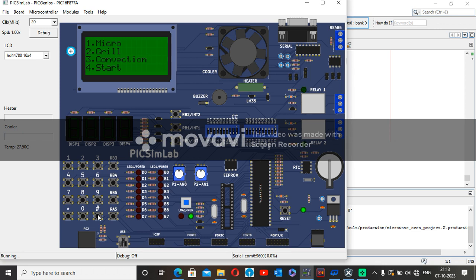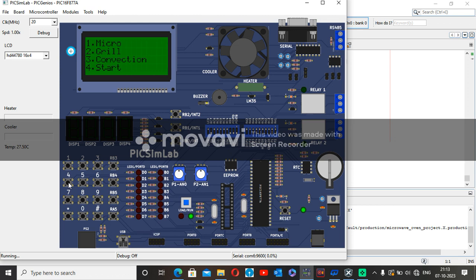Now go to the grill mode. I am pressing 2. Let me take 9 seconds. Then I am pressing enter. Yeah, it will be running successfully. If I want to pause, I may pause it. Yeah, it was paused. And to resume, we have to press 4. Yeah, we saw that it was successfully completed.